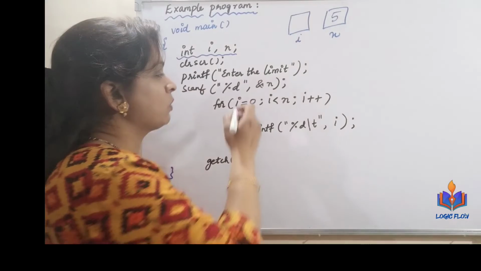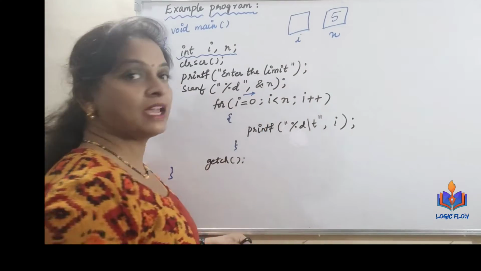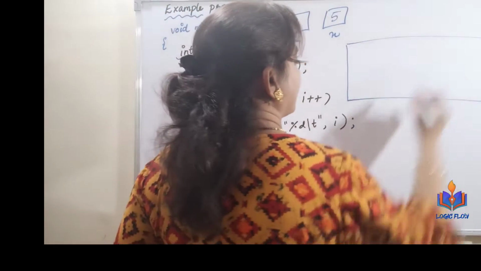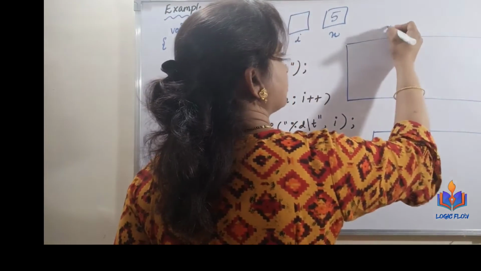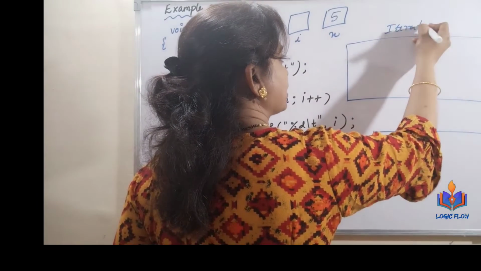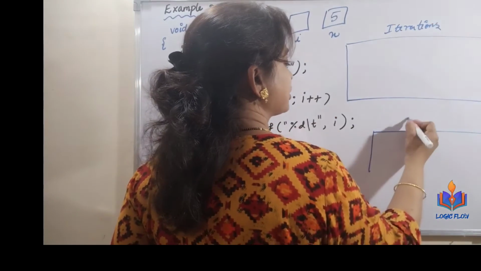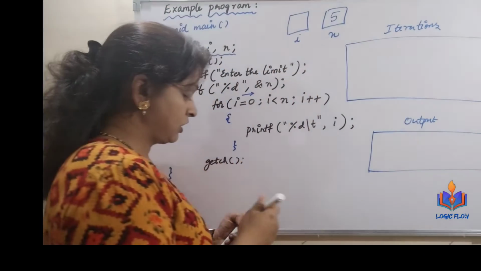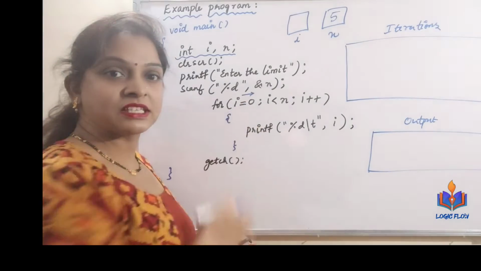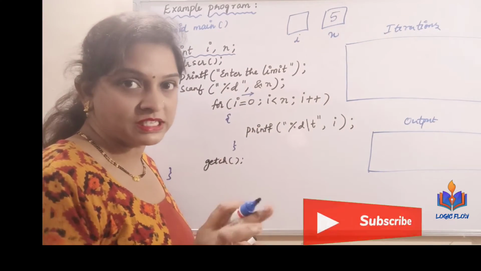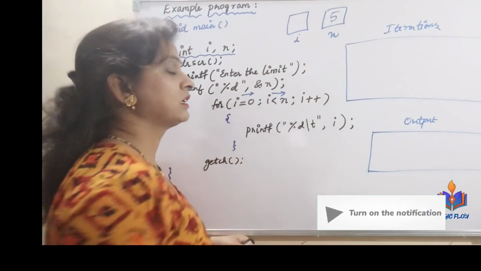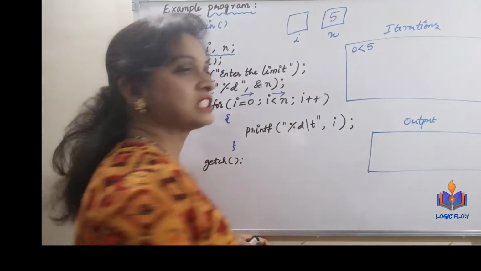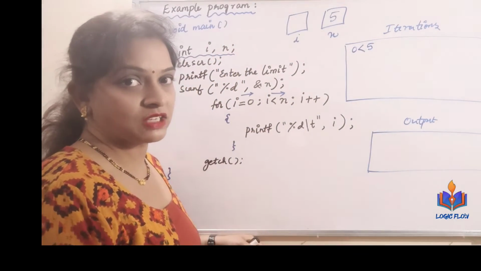The loop starts now. Loop initialization, i becomes 0. Let me write the iterations here, and this is what my output is going to be. Loop initialization is done once, i equal to 0. Then check the condition. i is 0. Is 0 less than n? n means 5. 0 less than 5? Yes. Condition evaluated as true.